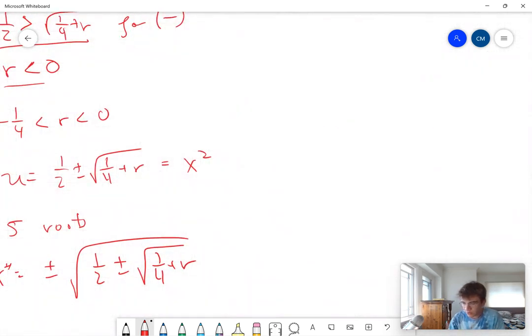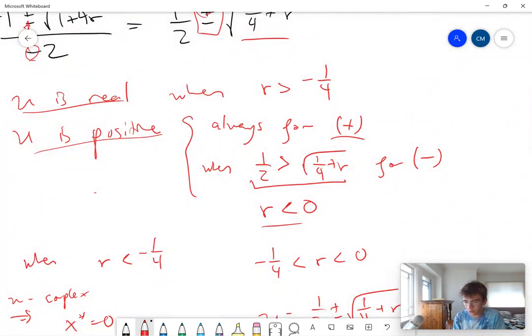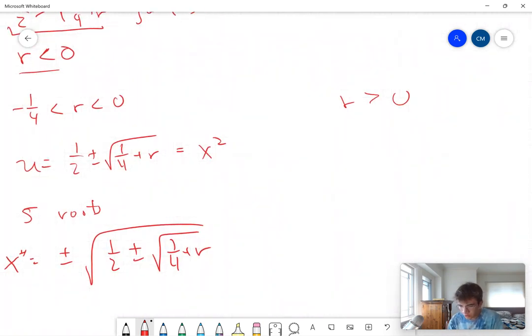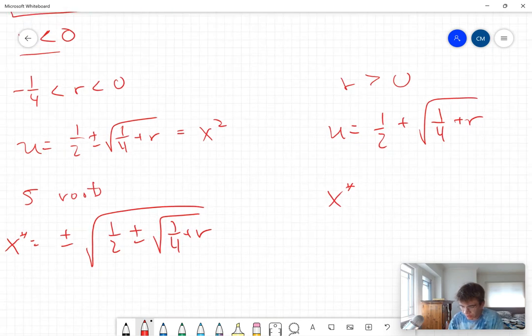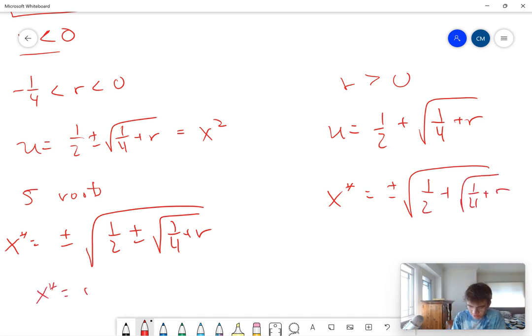And then finally, when r becomes greater than 0, we can see that u is still real, but u is negative when we take the negative conjugate here. And so we only have that u is equal to 1/2 plus the square root of 1/4 plus r. And so our roots are x star is equal to plus or minus the square root of just 1/2 plus the square root of 1/4 plus r. And I should add here that x star equals 0 is still a root in both of these cases.